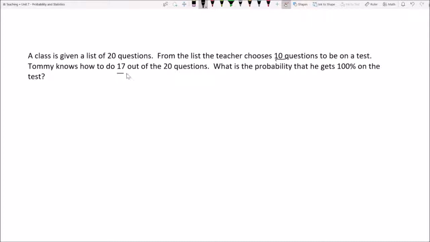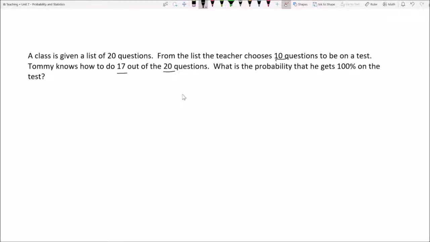He knows how to do 17 out of the 20 questions. So what we have to figure out is what's the probability that he can get 100% on the test. And what I'd like you to do is try to make a guess before we do any work at all. Just logically in your mind, does it seem like he has a good shot at getting 100% on this test or not? He knows how to do 17 out of 20.